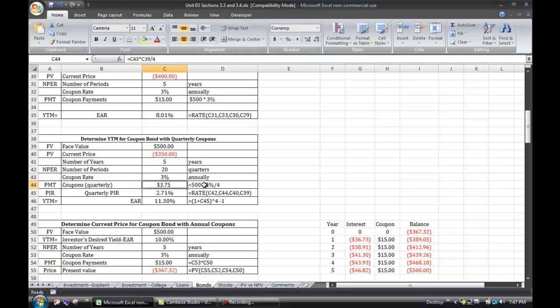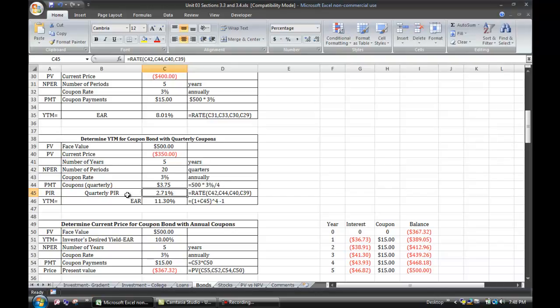We have to divide that by 4. Here's the 500 times 3% divided by 4. So we take that $15 divided by 4, and each quarter you're going to get $3.75. That's probably, simple as it is, the most confusing part and error prone for everybody. With that, then you can compute a return, a yield to maturity, but first you have to get the quarterly.